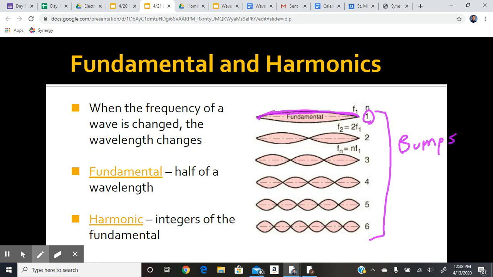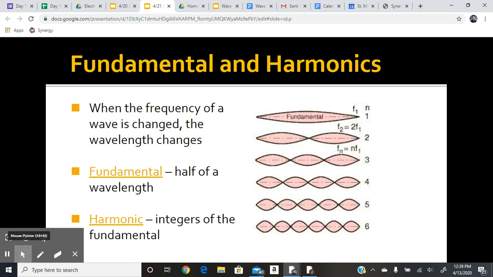Versus with the second one here, we have a full crest all the way down to a trough and then back to our equilibrium point. So that is one full wavelength. So whenever you're in your second harmonic, that would be your full wavelength.